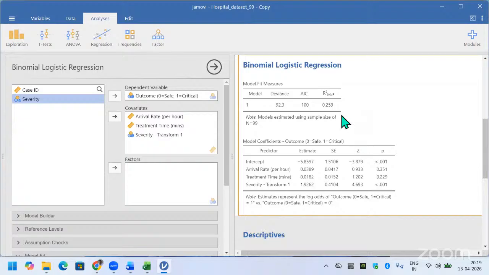Coming to the McFadden R square, most people feel that 0.4 to 0.6 is better, and in this case it is 0.259. So it's somewhat okay, not a perfect good fit, but it's okay. Is that fine, or does anyone have any doubt?